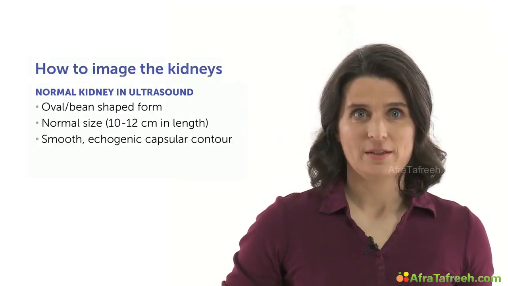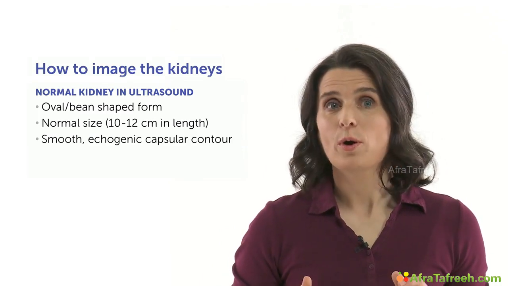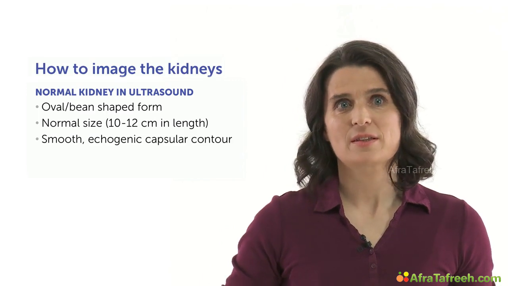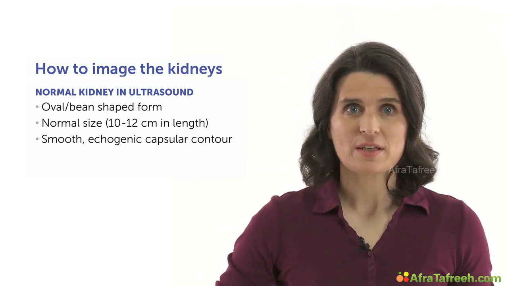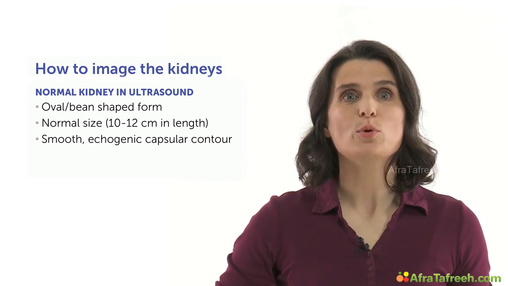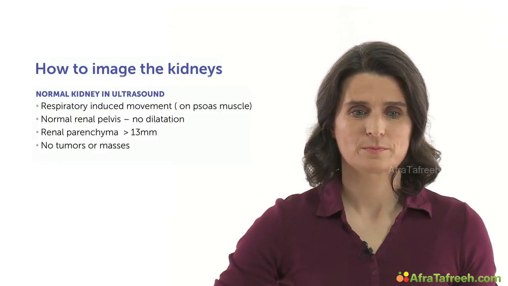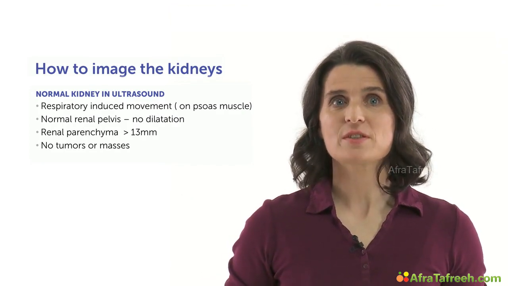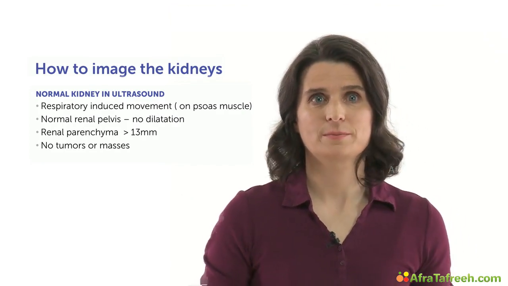A normal kidney has an oval or more bean-shaped form and has a diameter of 10 to 12 centimeters in length. The capsule is clearly visible and has a smooth contour. Both kidneys slide up and down on the psoas muscle when the patient is breathing. This is a normal finding.